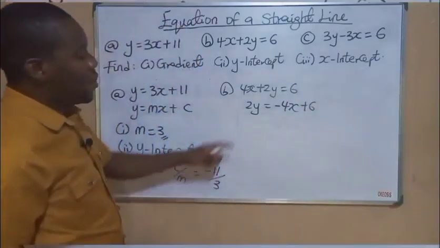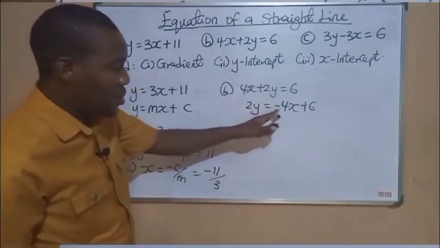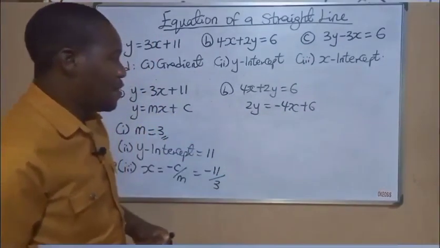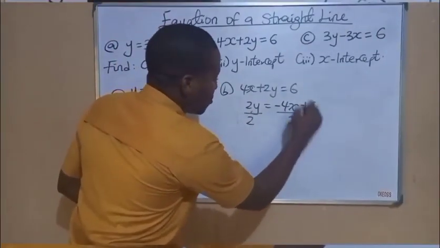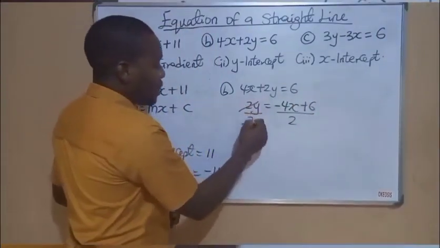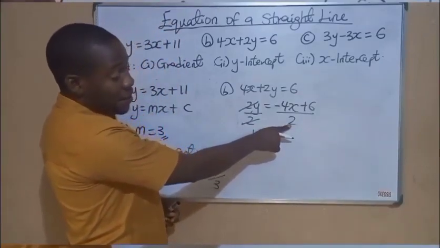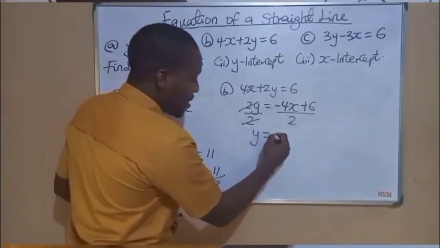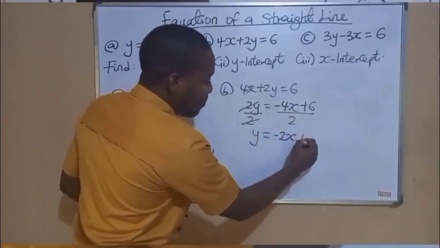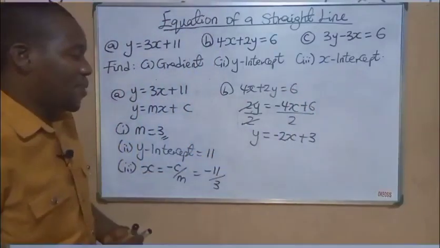All right? So when we look at these terms, they all have a common factor: 2, 4, and 6. The common factor is 2. So I can divide everything by 2. What I have here is y equal to, of course, 2 is the common divisor. It will divide this and divide this. So minus 4x divided by 2 is minus 2x. Then plus 6 divided by 2 is 3. So y is equal to minus 2x plus 3.